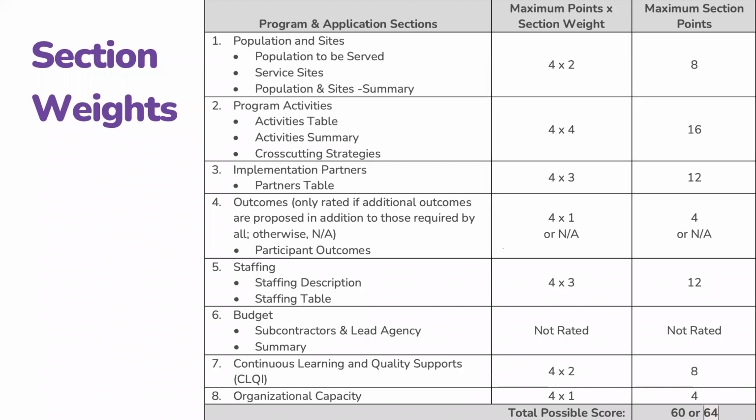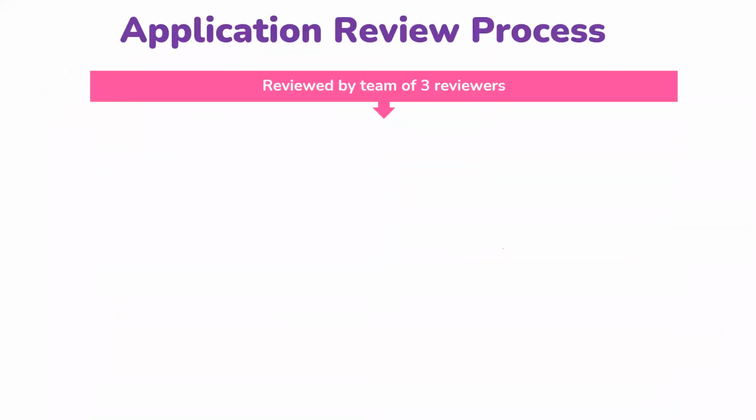As you can see, we are putting the most emphasis on program activities. This is really the meat of your program. What are you proposing to do? What are you offering to students? And then implementation partners and staffing is next in line in importance. So it's just important to understand how each section will be weighted, so you understand how the final scoring will be done.